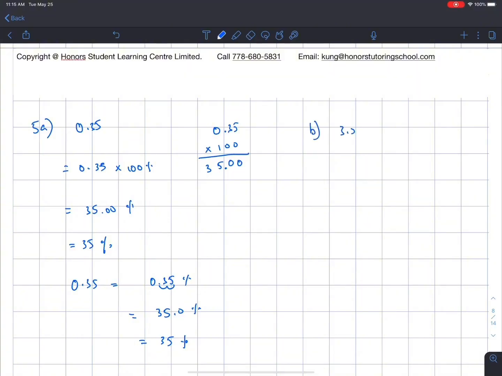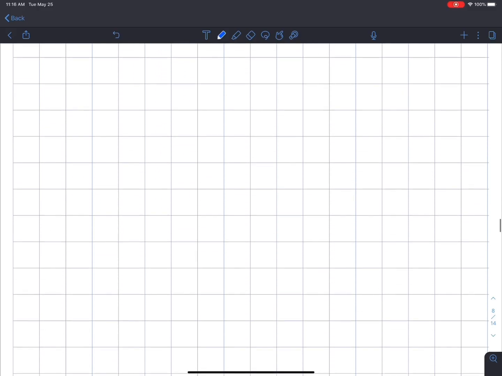So B, we have 3.5 times 100%. This is 3.50. I just add an extra 0, so now I can move the decimal point 2 to the right. And this becomes 350%. And C, 35. So 35 times 100%. I add 2 extra 0, so I can move the decimal point 2 to the right, 1, 2. And we get 3,500%.